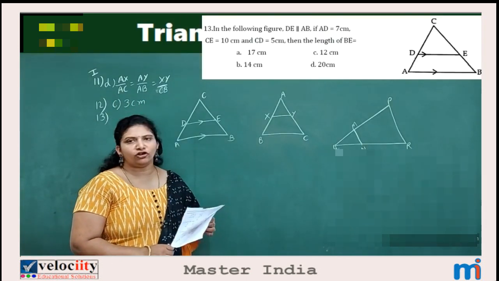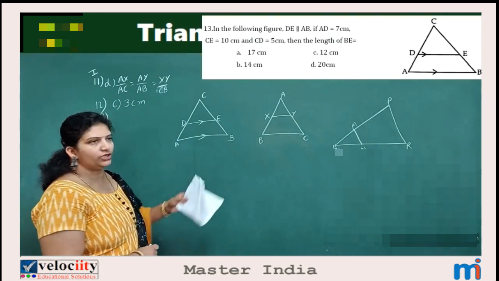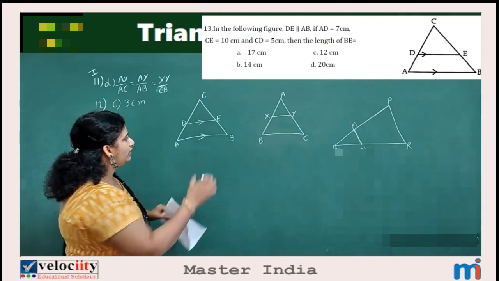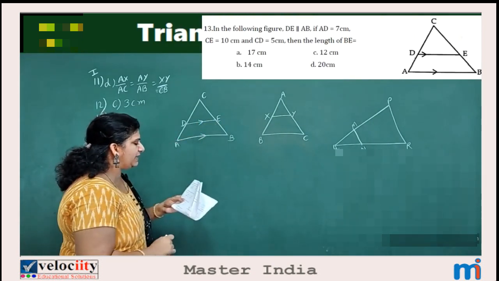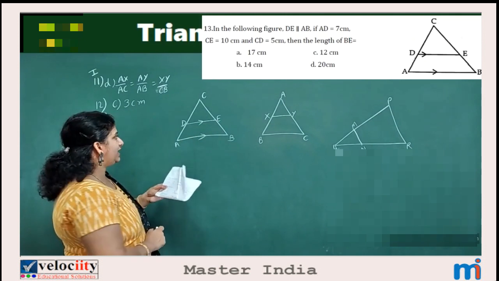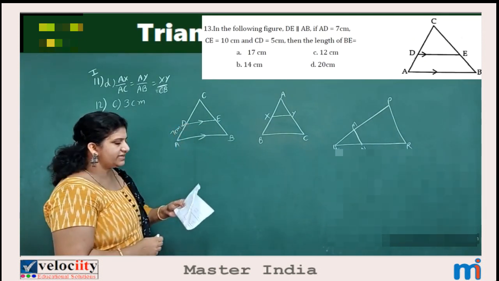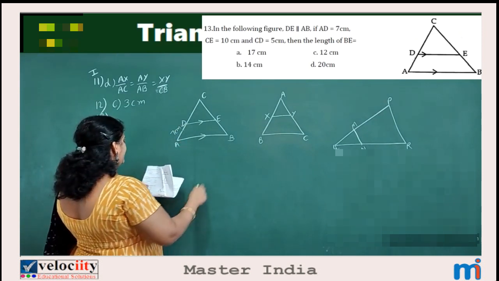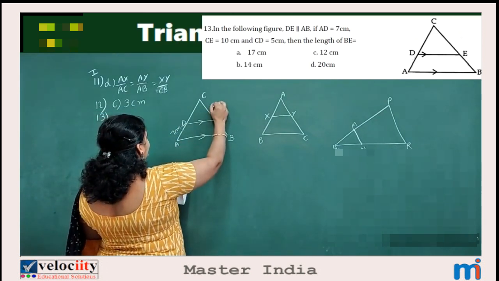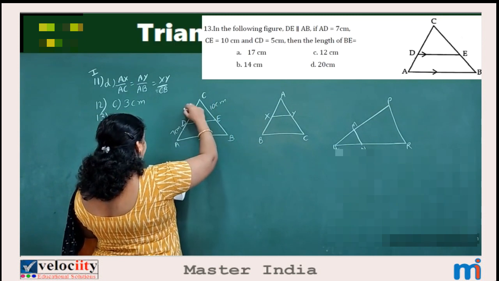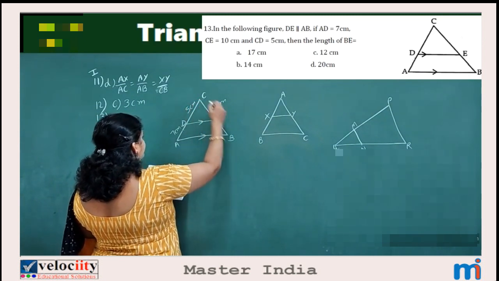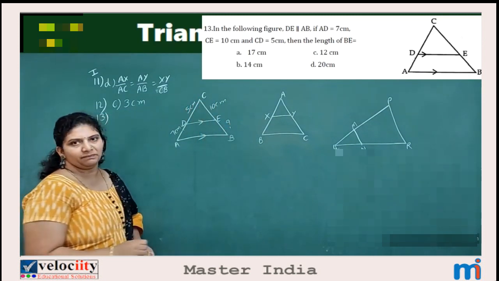13th one, in the following figure, DE parallel to AB. You can see this one, DE parallel to AB. If AD is equal to 7 centimeters and CE is equal to 10 centimeters, CD is equal to 5 centimeters, the length of BE.